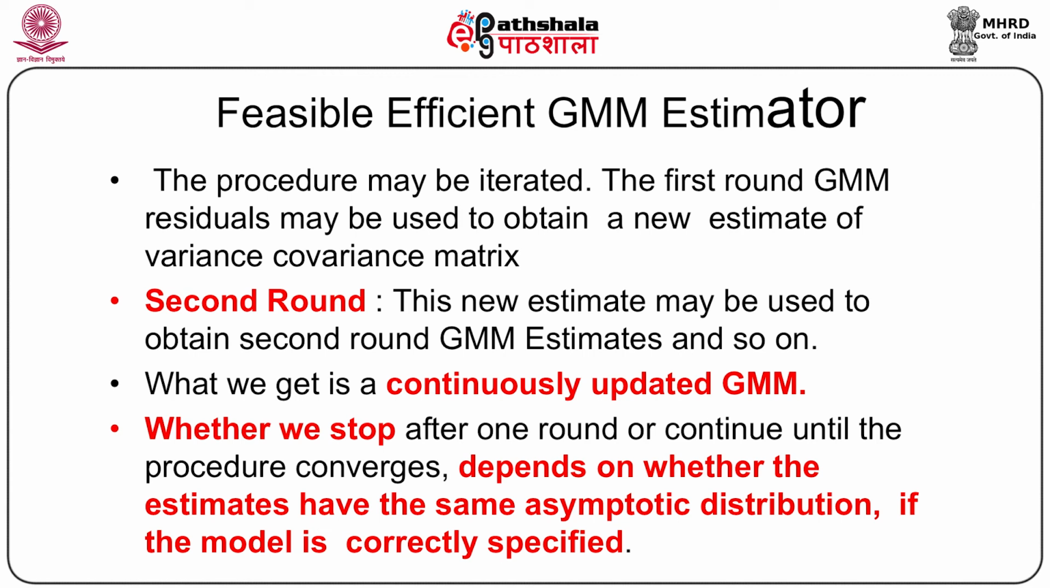You take any initial value of the instrumental variable estimator, obtain the residual by using that estimator, then using that residual obtain the variance covariance matrix, and then using the estimated variance covariance matrix obtain the values of the estimator, the continuously updated GMM estimator.